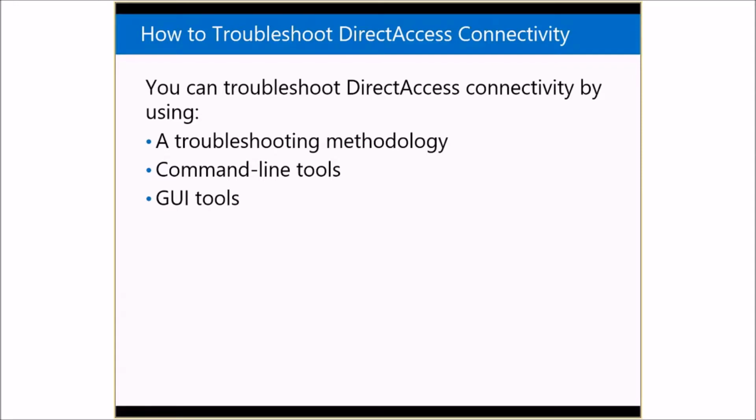Troubleshooting. You can troubleshoot DirectAccess by using a troubleshooting methodology. Your typical troubleshooting methodologies include confirming the basics, confirming what should be there, and binary splitting, which basically means narrowing the problem until you identify where it is. There are obviously command tools for troubleshooting and graphical user interface tools as well.